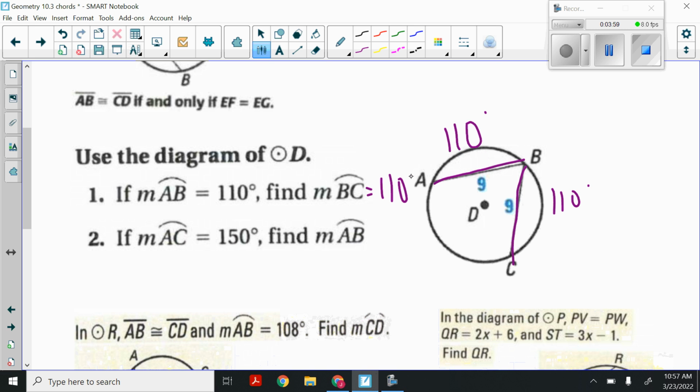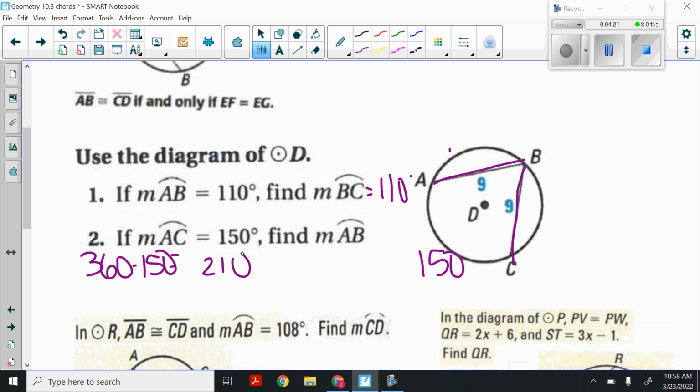So now it says if the measure of arc AC is 150, so this is no longer 110 for part number 2. So AC is 150. Find the measure of arc AB. Well, I know all together it's 360. So the first thing I need to do is 360 minus 150. And that gets me 210. So I know that all of this is 210 together, but I know that these are the same since the chords are the same. So cut 210 in half, and that's going to get me just arc AB, which is 105 degrees.